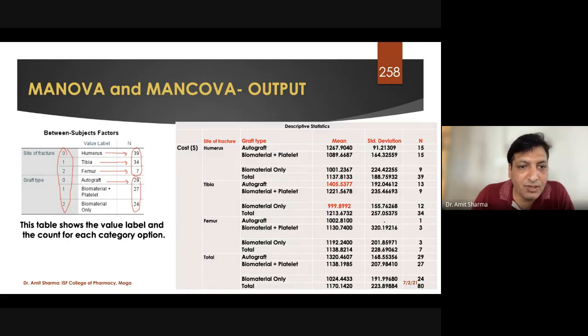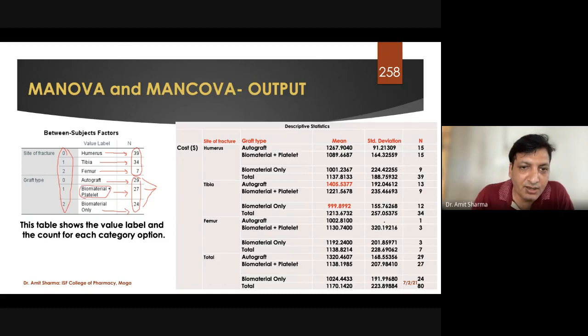Biomaterial, including platelets. This is the type of treatment. Biomaterial, including platelets, was used in 27 patients, and biomaterial only was used in 24 patients. So you can see that the variance has been somehow equivalent. All the groups were having a difference of only 4 or 5, something like that, between all the three groups.